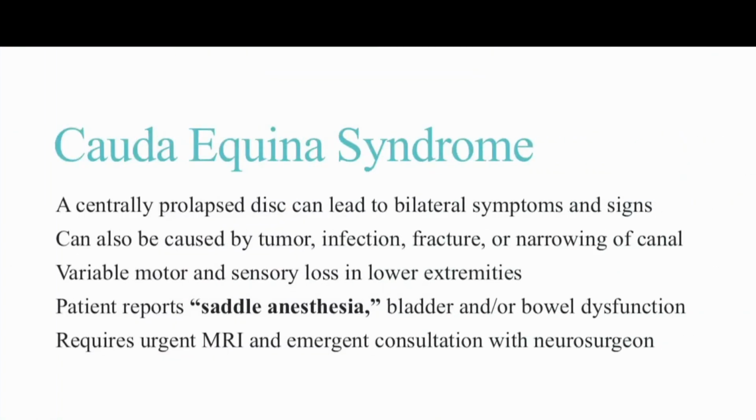Cauda equina syndrome is a herniated disc. The problem is it's central. It's not tilted to the right or the left. So it's central, and it compresses both sides of the spinal cord. Because it compresses both sides, they get bilateral symptoms. Can also be caused by tumor, infection and so forth.